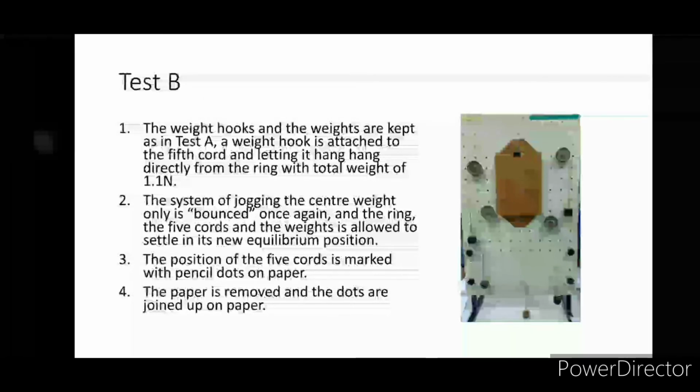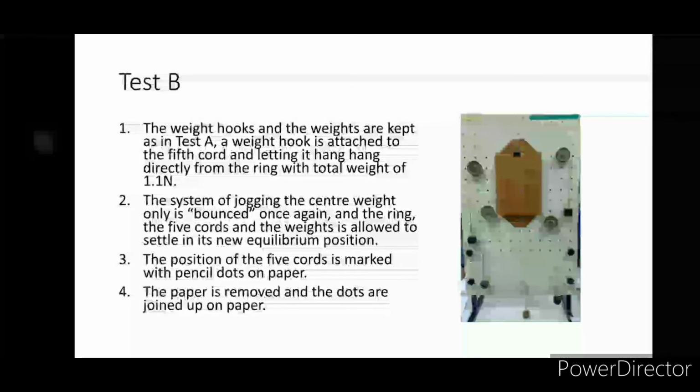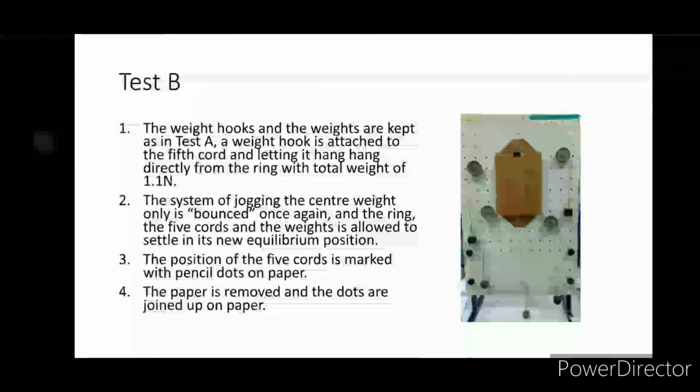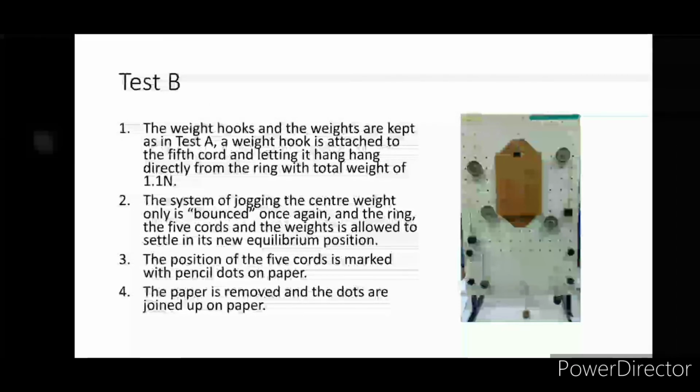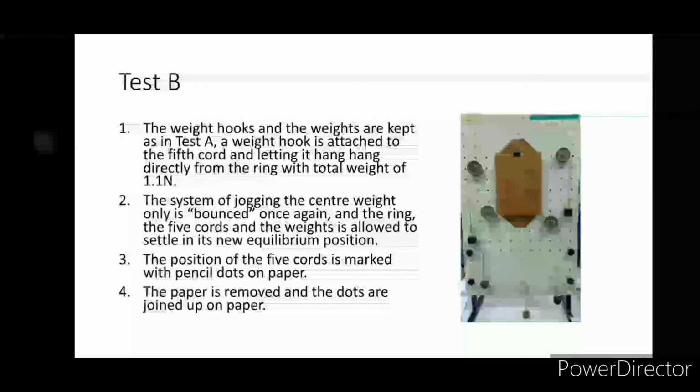First, the weight hooks and the weights are kept as in test A. A weight hook is attached to the fifth cord and lets it hang directly from the ring with a total weight of 1.1 Newton. Second, the system is bounced once again by jogging the center weight, and the ring, the fifth cord and the weight are allowed to settle in their new equilibrium position. The position of the fifth cord is marked with pencil dots on paper. The paper is removed and the dots are joined up.